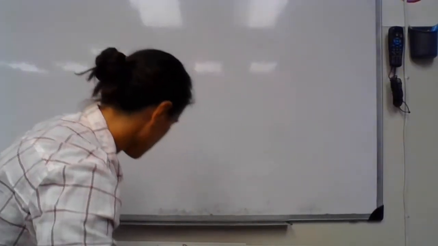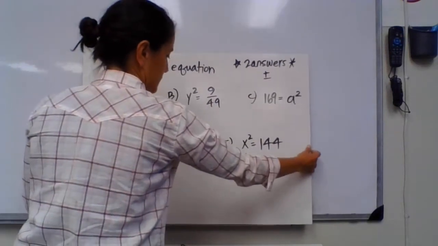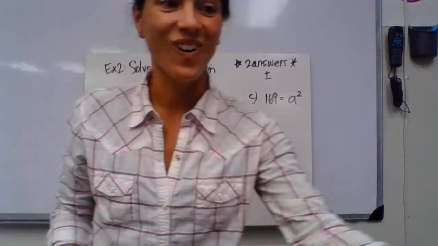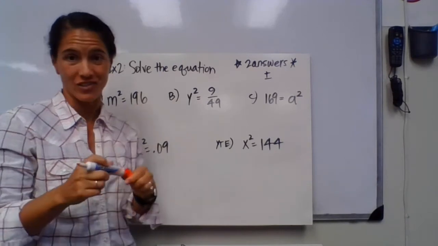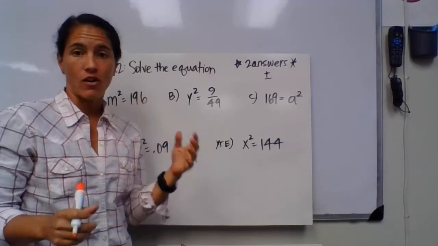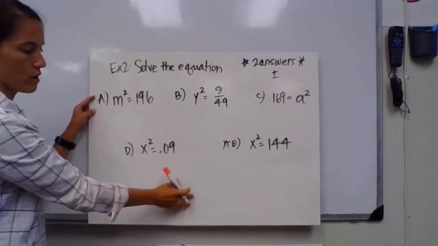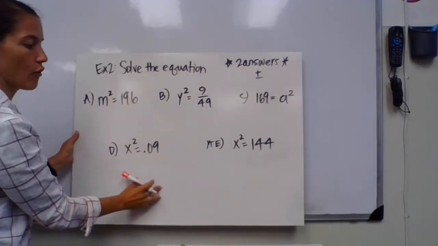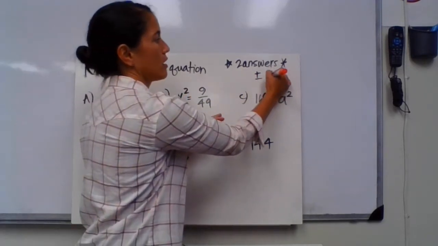All right, example 2. We're solving equations, and then I wrote up here, don't forget there's 2 answers. So whenever you solve an equation with radicals, when the equation has an equal sign, then we want to account for both of the answers. So you can use that plus, minus.